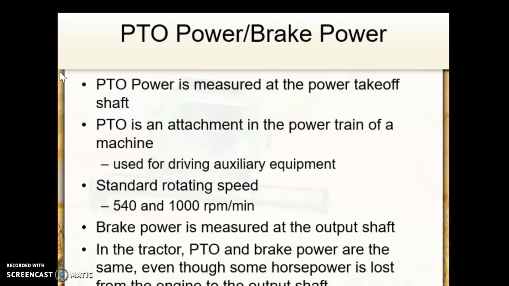PTO driven equipment will have a certain horsepower requirement. It'll say you need a certain amount of horsepower at the PTO shaft in order to generate enough power to move this piece of equipment.